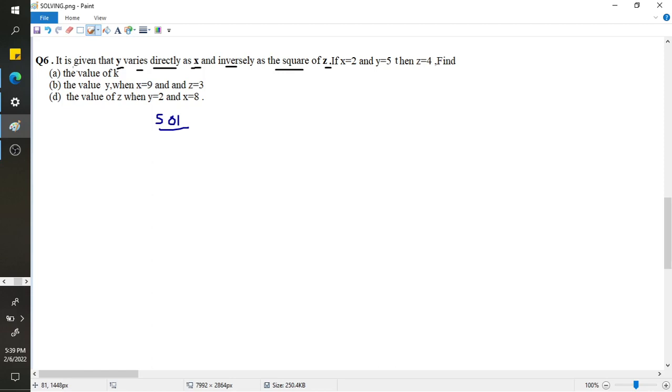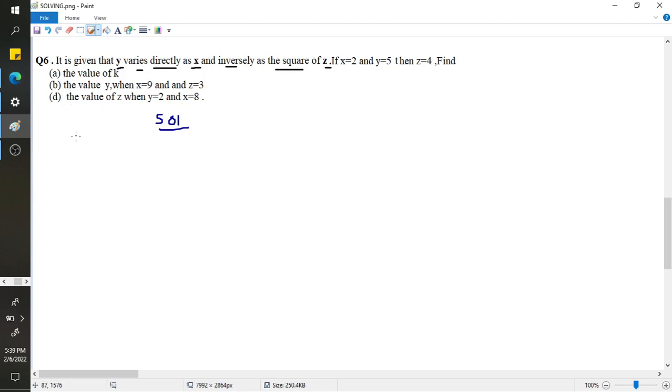And inversely as the square of z. Now if x is equal to 2 and y is equal to 5, then z is equal to 4. Find A, the value of k, B, the value of y when x is equal to 9 and z is equal to 3, and D, the value of z when y is equal to 2 and x is equal to 8.